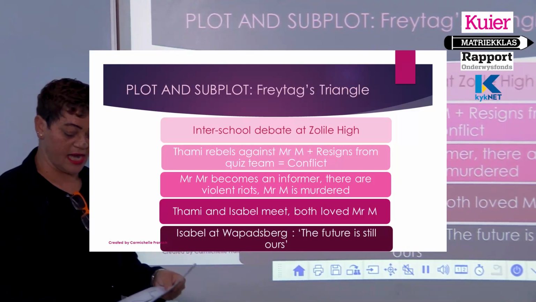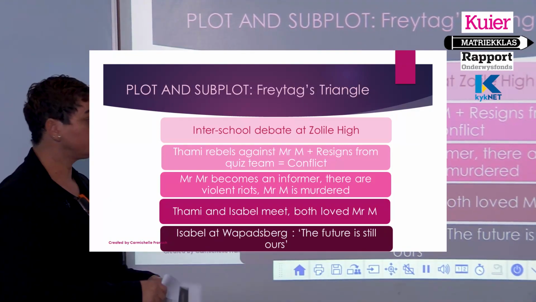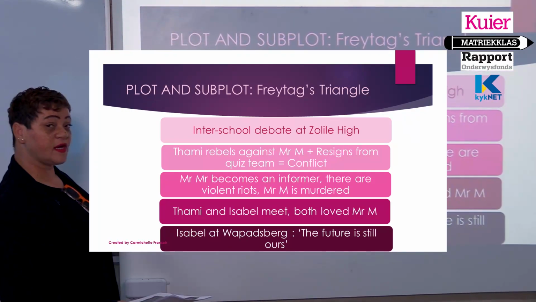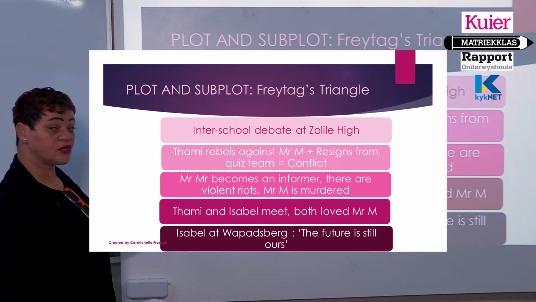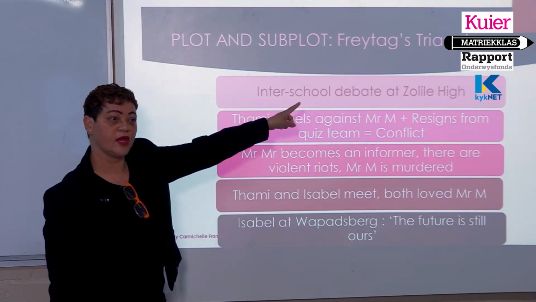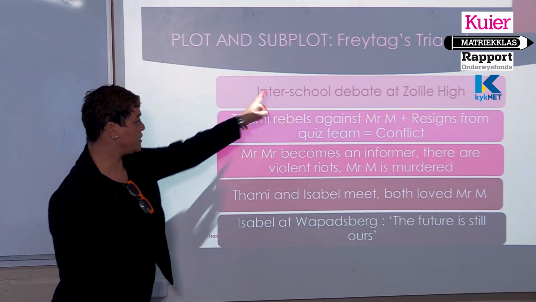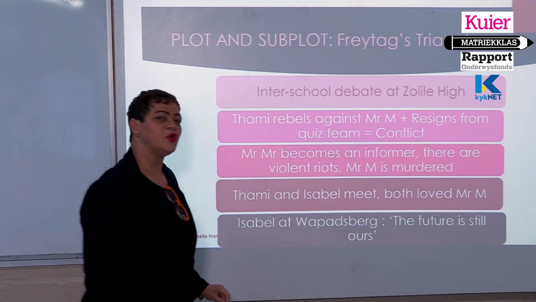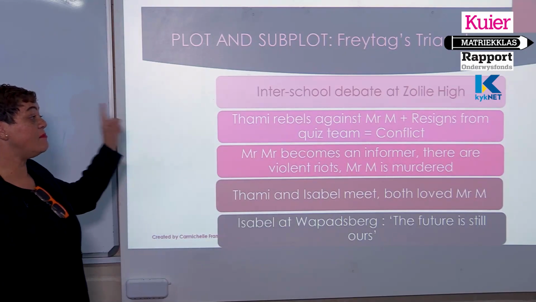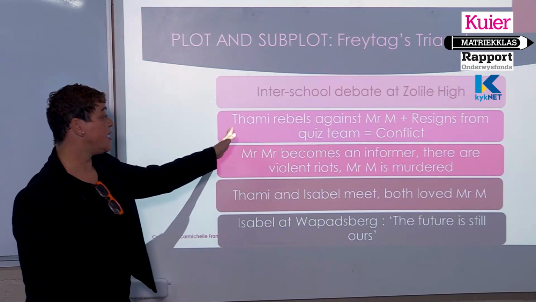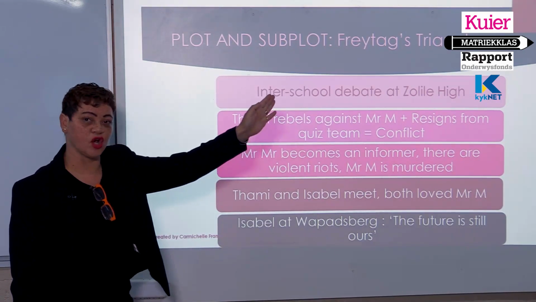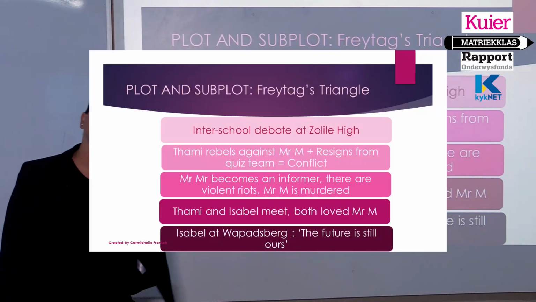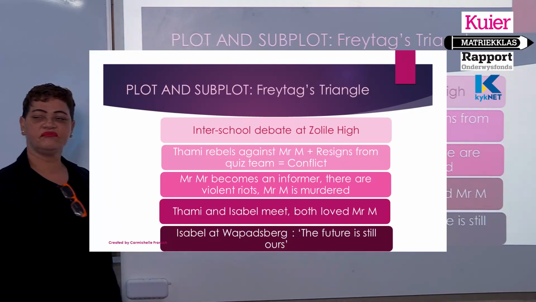Inter-school debate at Zoledi High. Who planned that debate? Mr. M. Remember I mentioned here, I said on the triangle, I said introduction. So that's that. Okay? It is your introduction. Tami rebels against Mr. M and resigns from the quiz team. Rising action. Now remember, in the background, this happens. It starts the conflict, but something has led up to that. It's built to the point where Tami says, not doing it anymore.